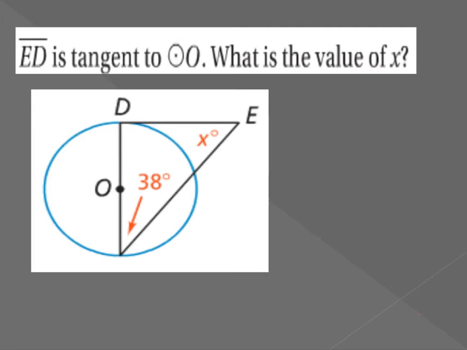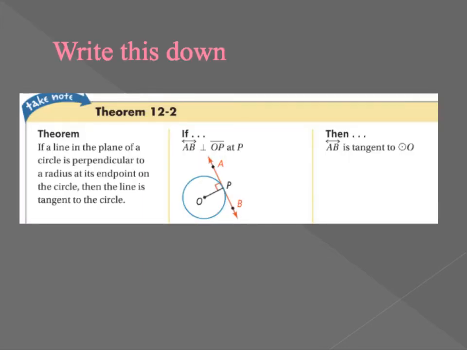Again, it says ED is tangent. So that tells you something about that angle. And you should have gotten x is equal to 52 degrees because all the angles in a triangle add up to 180. So we also have the converse of this theorem, stating that if I know that two lines are perpendicular, then I can say that the line that touches it just at one spot is going to be tangent. So it's just basically flip-flopping it.